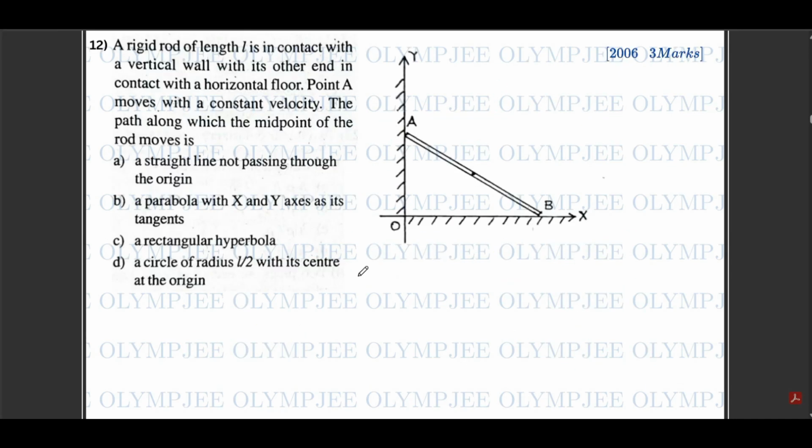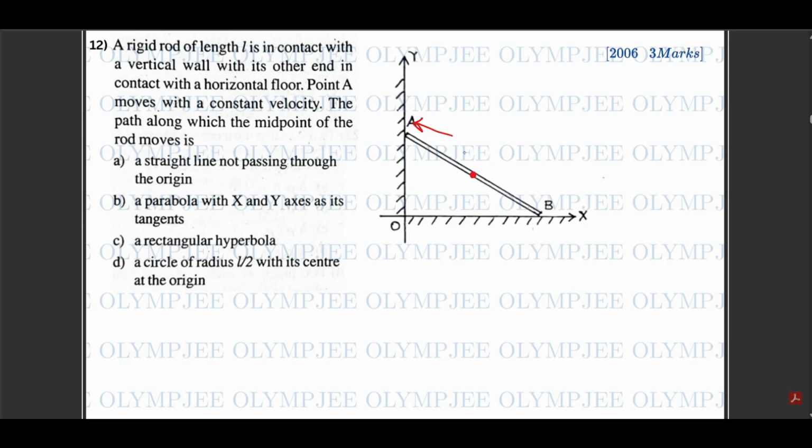Question 12 says a rigid body of length L is in contact with a vertical wall with its other end in contact with a horizontal floor. Point A moves with a constant velocity. The path along which the midpoint of the rod moves is. So we need to find the trajectory basically to comment on the shape of the path. And for trajectory, we relate the x and y component of the position. So let's find the x and y coordinates of the midpoint.